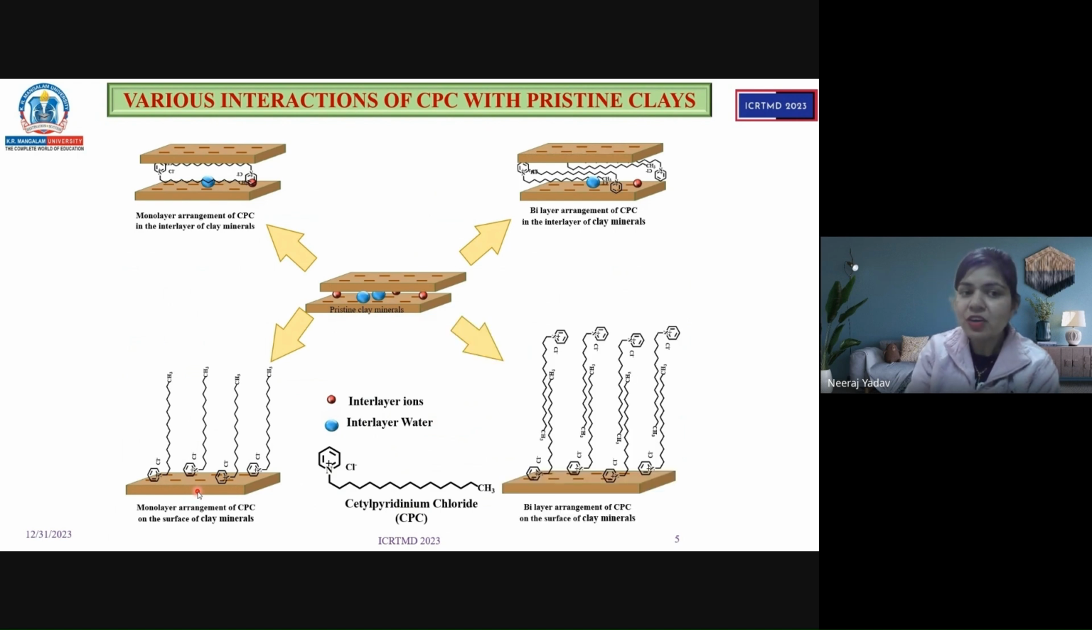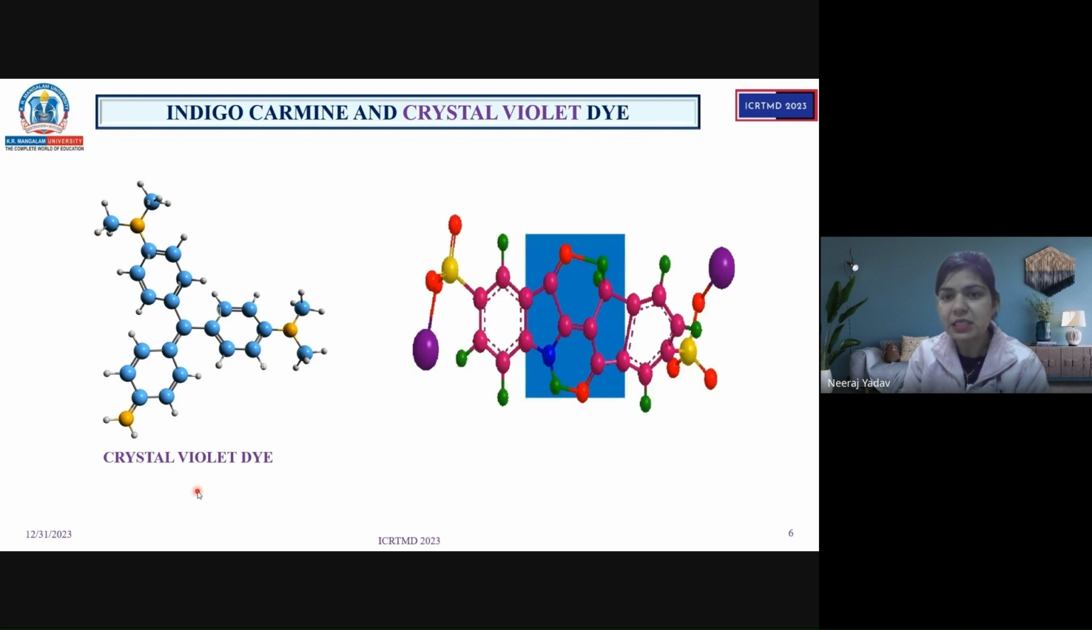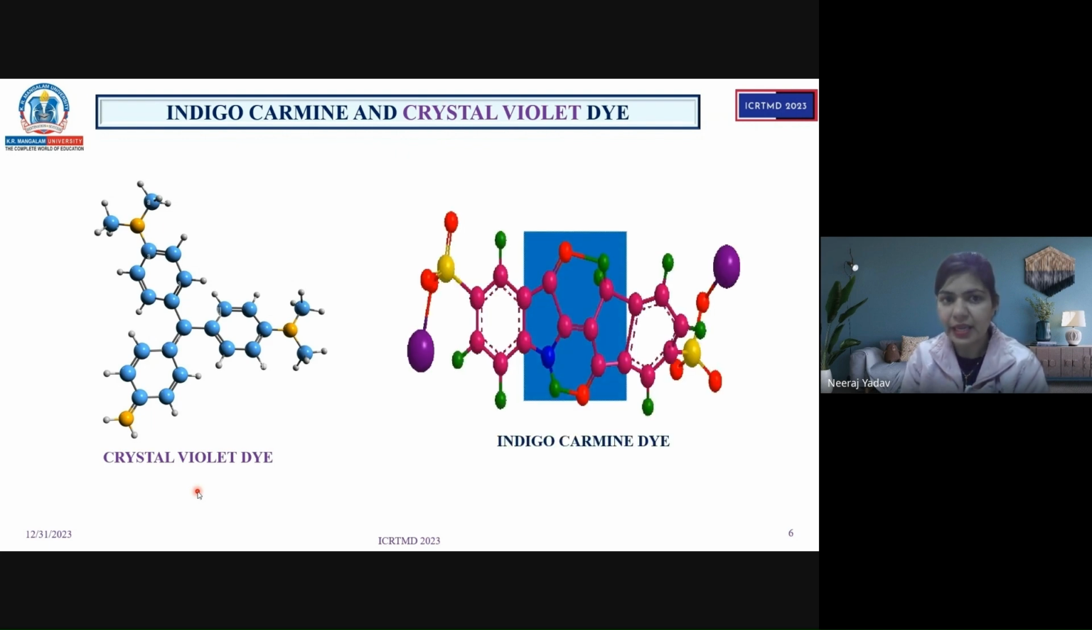So the possibility of formation of monolayer and bilayer depends on the concentration of the CPC, that is, how much CPC we are using during the modifications. First of all, these pristine as well as the modified clay minerals can be used as adsorbent for the removal of dyes, that is indigo carmine and crystal violet. Two types of dyes we used here. Indigo carmine is a negatively charged dye, and crystal violet is a positively charged dye.